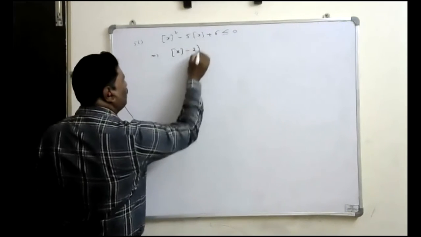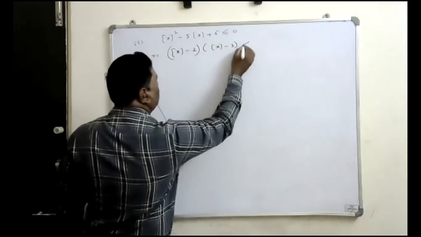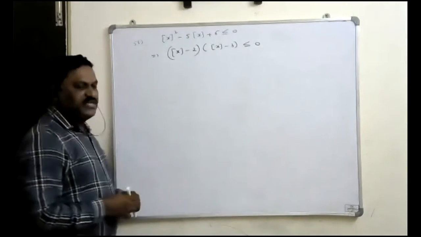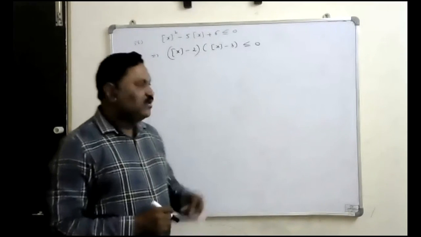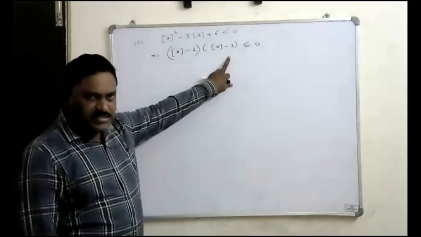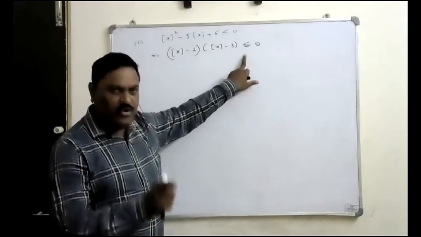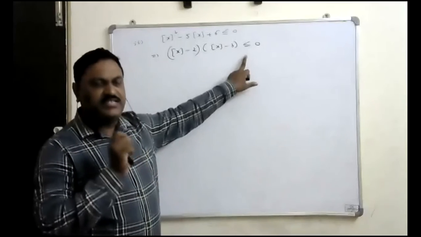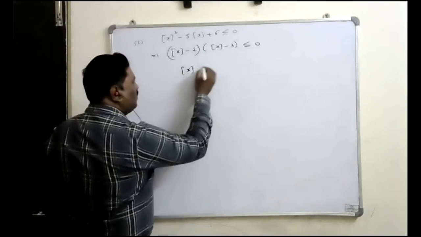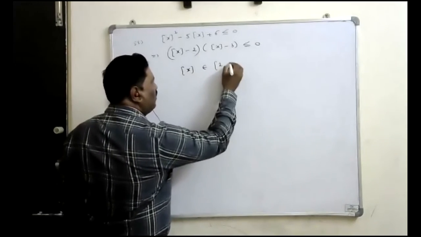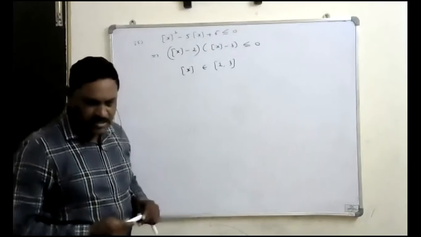Good. Integral part of the x minus 2 into integral part of the x minus 3 is less than or equal to 0. Means here the roots are 2 and 3, right? Because this product is less than or equal to 0, integral part of the x is going to lie between 2 and 3. We have to take the closed bracket because equal to is there. This is the interval for this, okay?